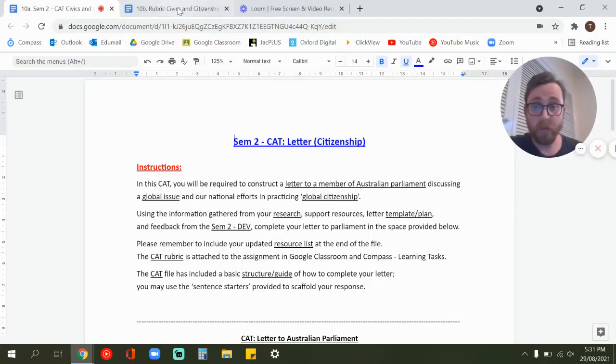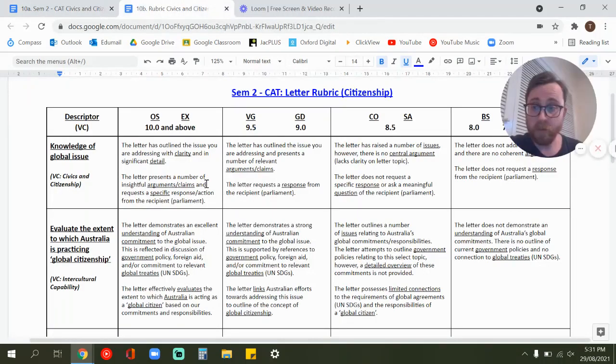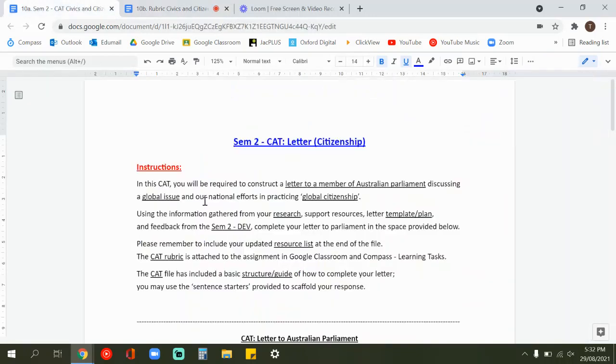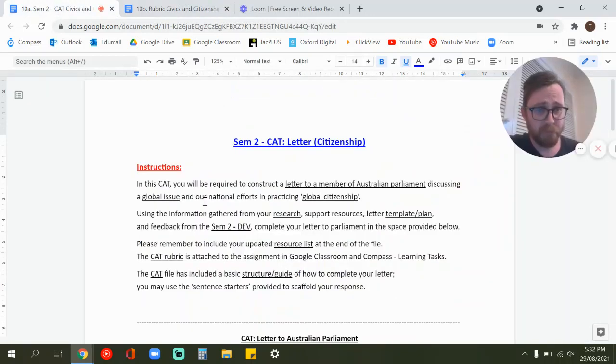I'll be going over the CAT rubric, so each of these different rubric descriptors or criteria, what you're being assessed on. I'll go over those in a bit of detail, and I'll also provide just a little bit of general feedback on the dev, just a few tips and tricks on what we can all do better. It's important that you read your personal individual dev feedback.